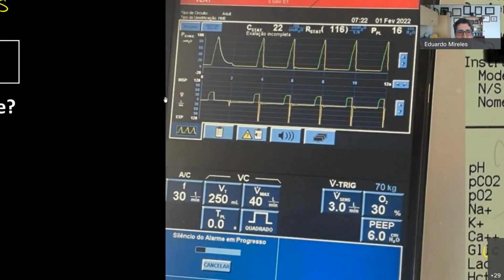Can you see better now? Yeah, this is better. Thank you so much. No problem. So yeah, the flow is almost going back to the baseline. So I would go with elastic load still in inspiration and expiration.